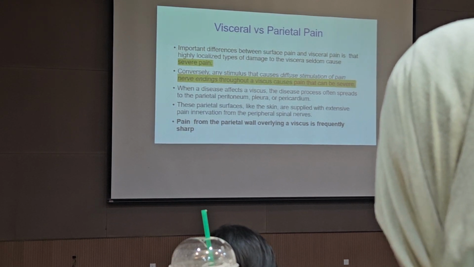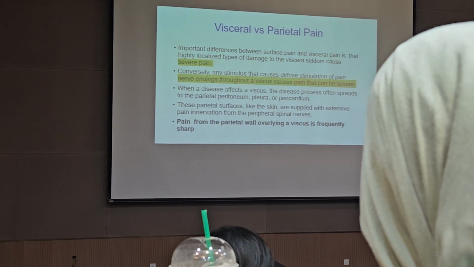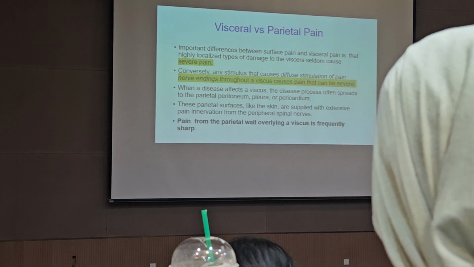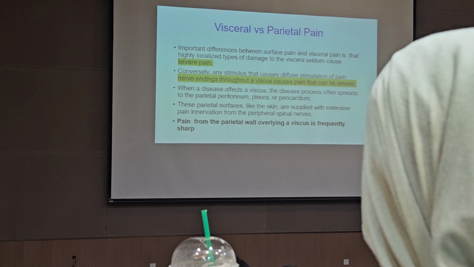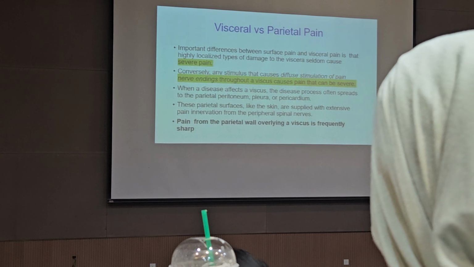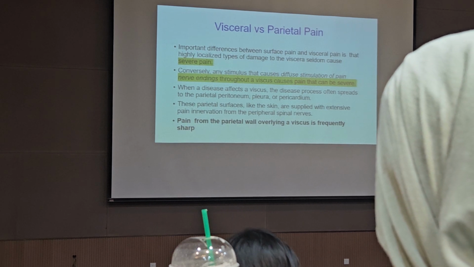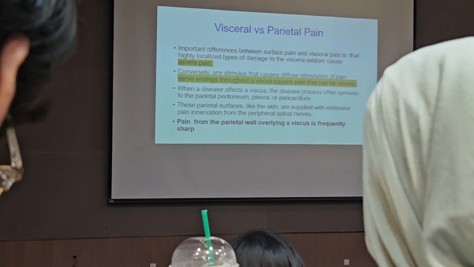So particular surfaces like skin are supplied with extensive pain innervation from peripheral nerve endings. Why does skin have a lot of feeling, or is sensitive? Because we have numerous cutaneous receptors. So pain from the parietal wall overlying the viscus is frequently sharp. Pain coming from the parietal layer will be sharp pain, or fast pain.